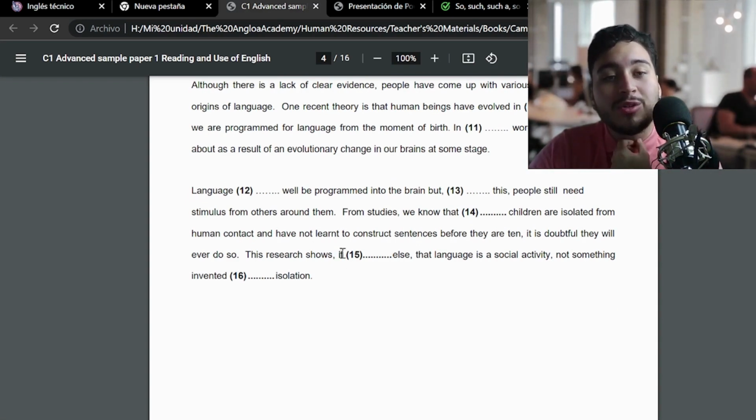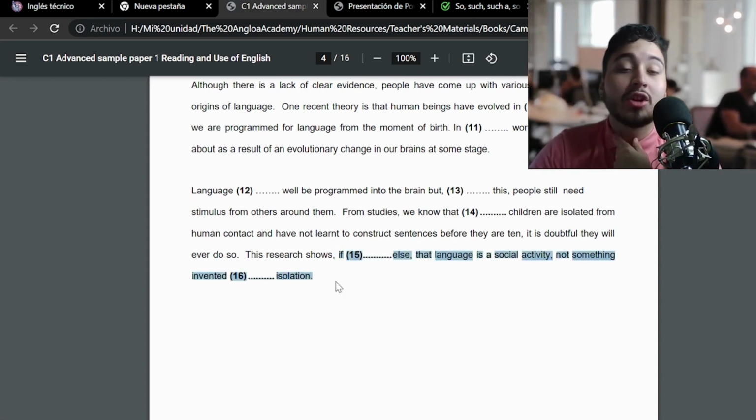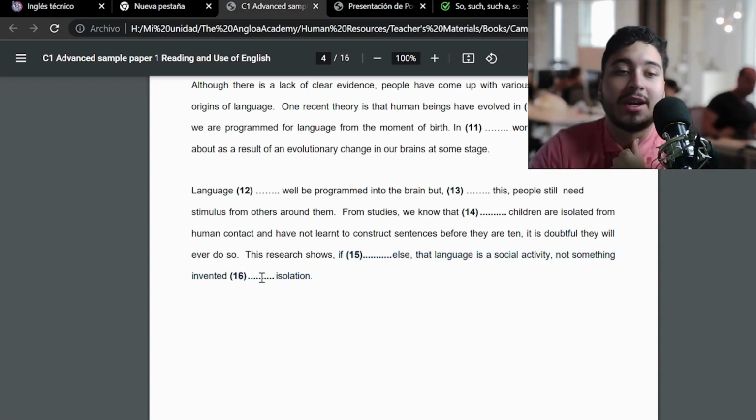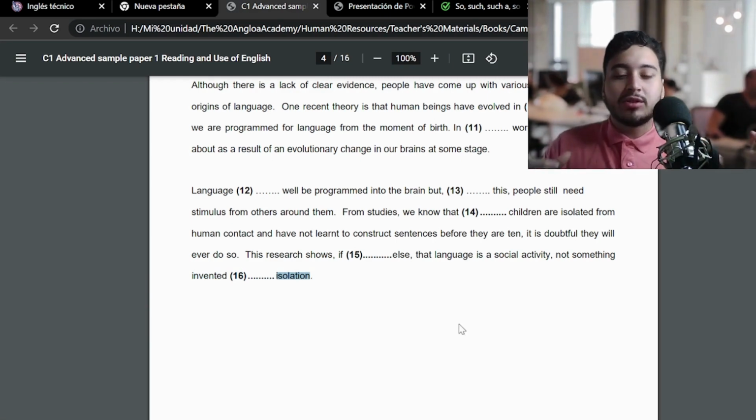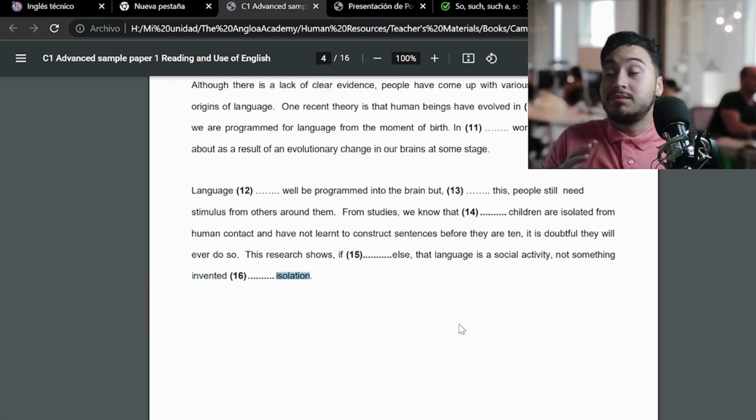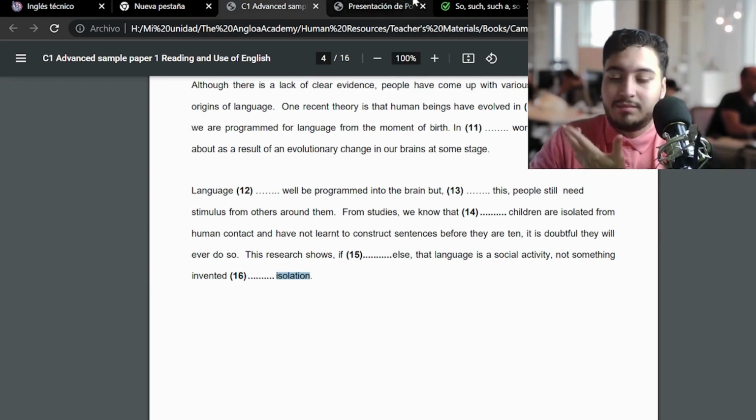But now I want to go here, that is the hardest thing. Sometimes in this exam you must do things in reverse. I mean, it's easier to start by 16 than to start by 15. If blah blah else, the language is a social activity, not something invented in isolation. This is quite easy. Why? We're talking about isolation. Remember that isolation is being alone and enclosed in a space that no one can access.